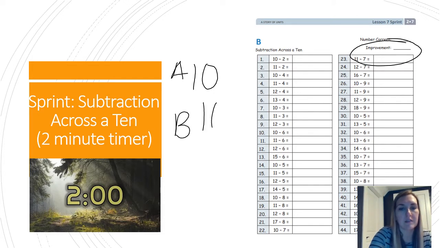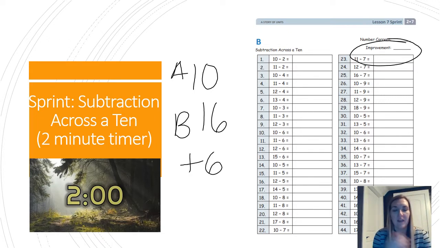So let's say I got 10 problems right on side A, and on side B, I got maybe 16. So that means I got +6 more problems for my improvement. Give yourself a silent cheer if you got more problems this time. Moving on.